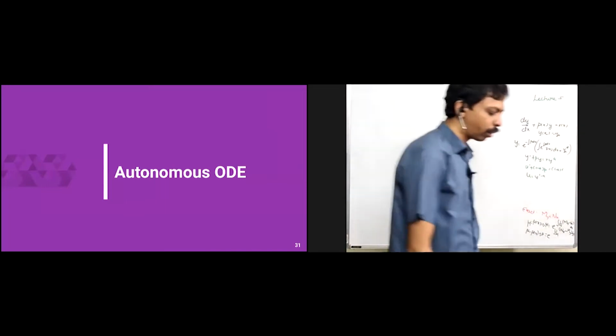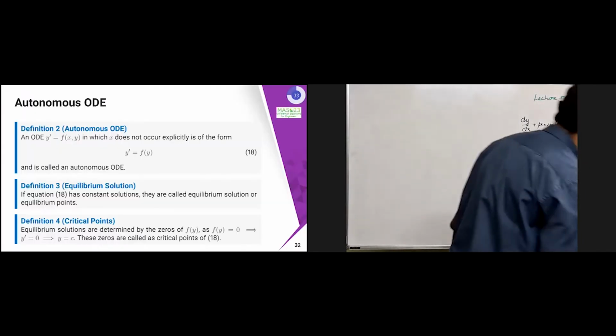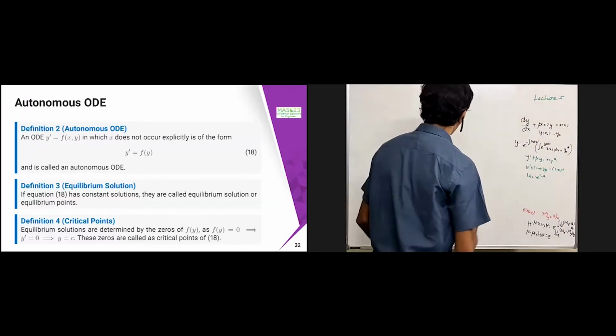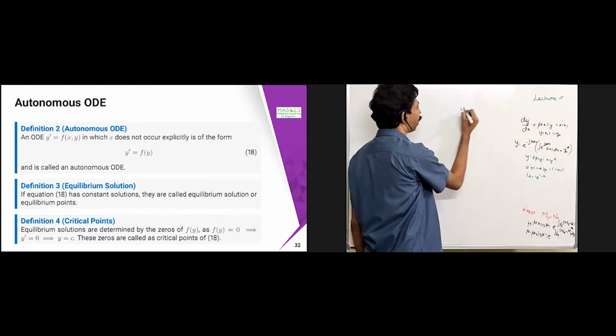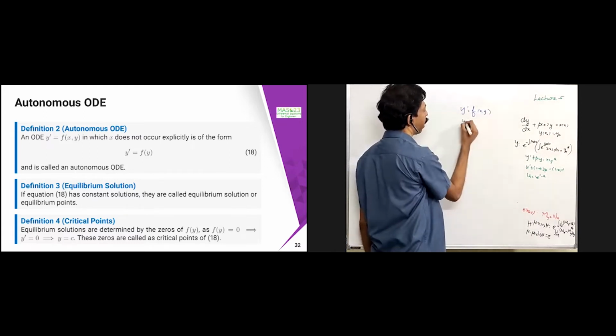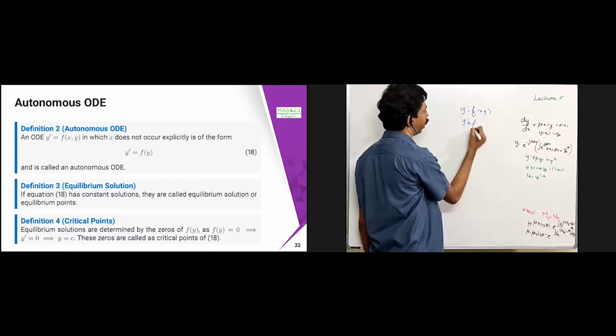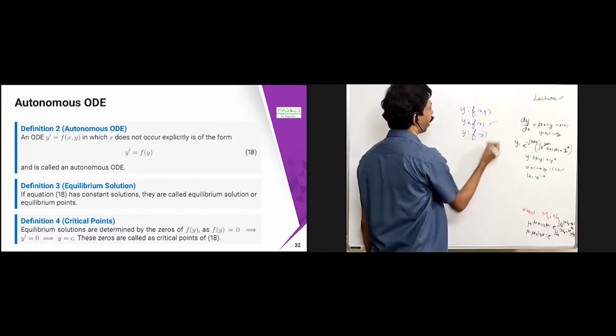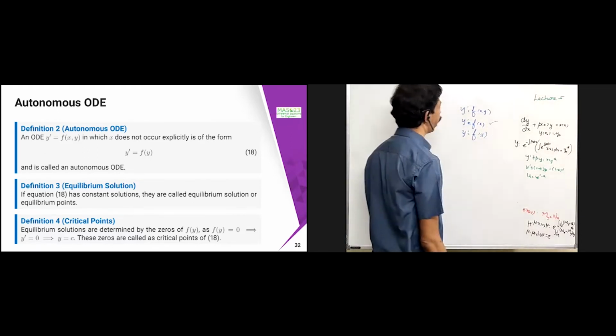In autonomous ODE, we are going to deal with a problem of this type. Earlier I said y dash equal to f of x comma y is our problem. We have already dealt with one case, y dash equal to f of x. But we didn't deal with the case y dash equal to f of y. Now we are going to deal with this case, y dash equal to f of y.